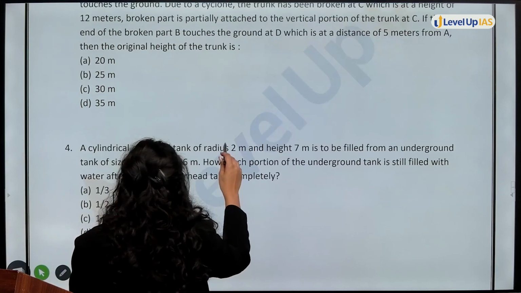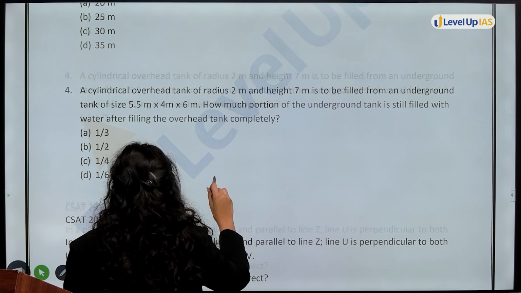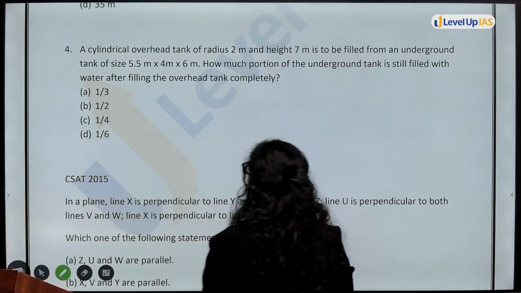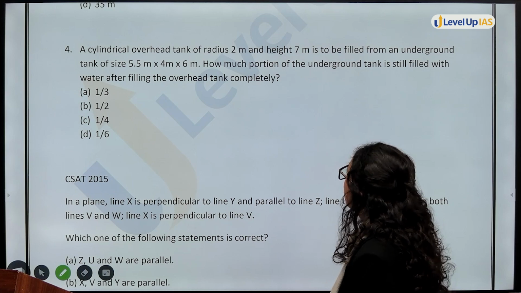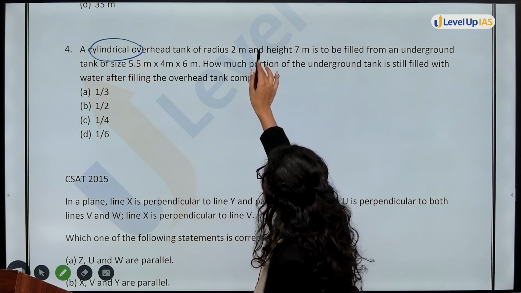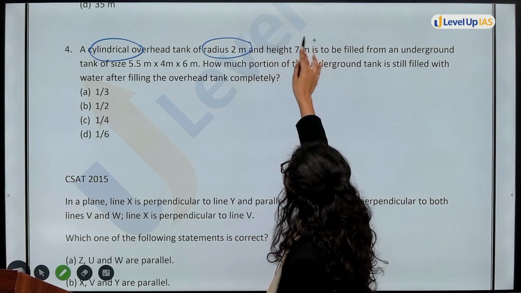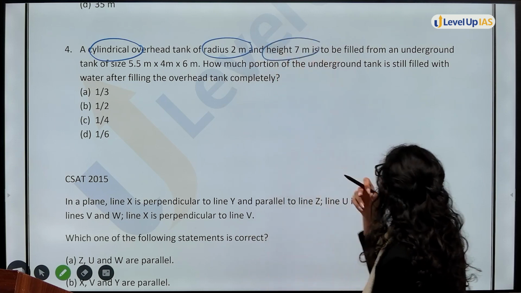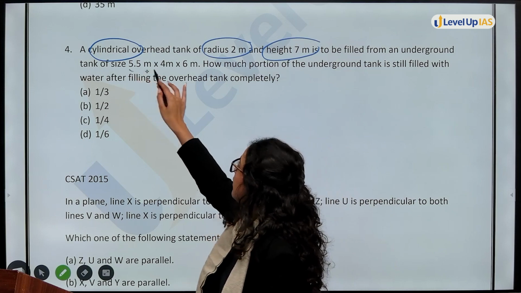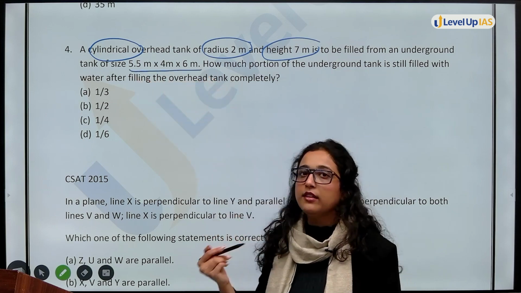Moving on to the next question. A cylindrical overhead tank of radius 2 meter. So cylindrical tank है, radius है 2 meter, height is 7 meter, is to be filled from an underground tank of size 5.5, 4 and 6.